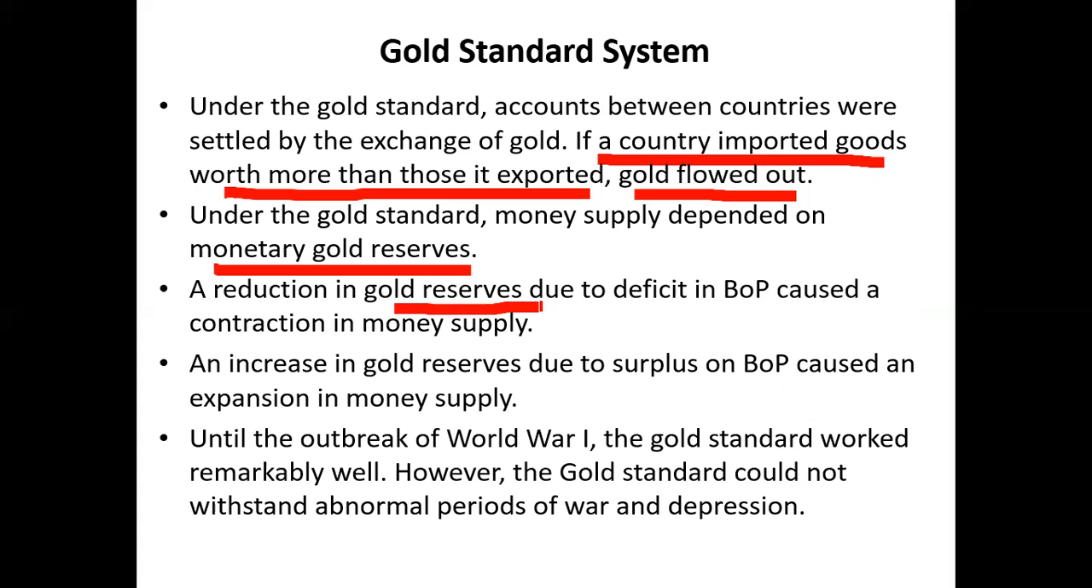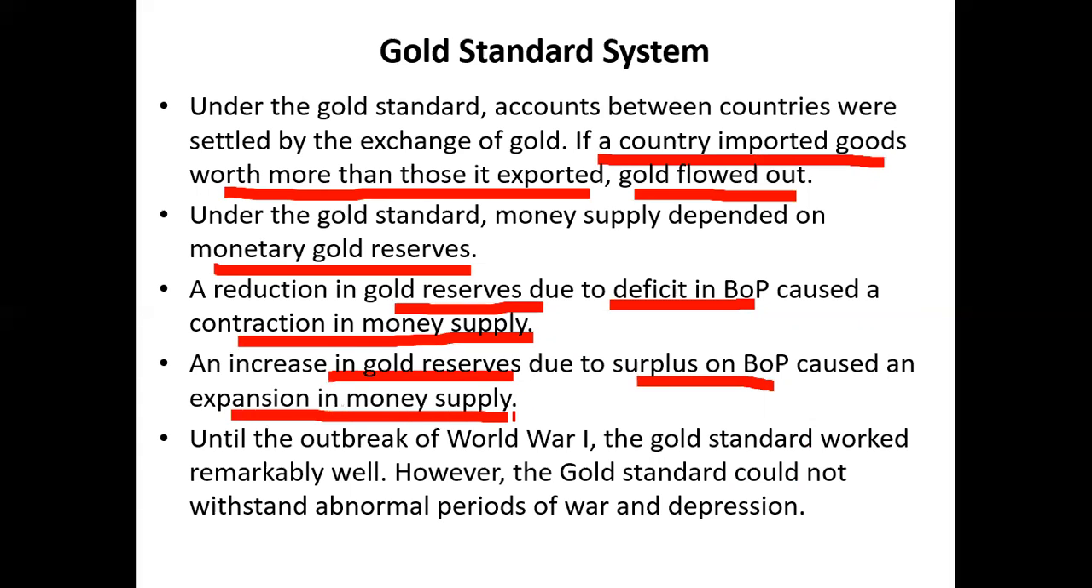A reduction in gold reserves: suppose a country's gold reserves come down, maybe because of a deficit in the BOP. Then that will contract the money supply. So a decline in gold reserves means a decline in money supply. An increase in gold reserves means an increase in money supply. An increase in gold reserves due to a surplus on the BOP caused an expansion in money supply. So under the gold standard system, money supply depended on the monetary gold reserves.